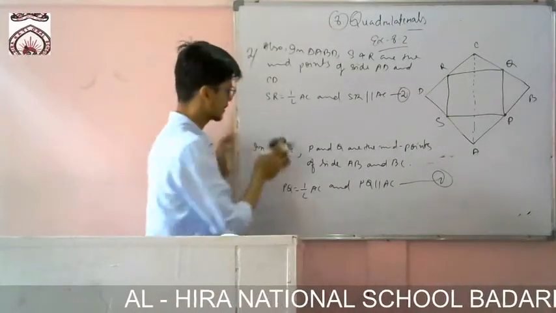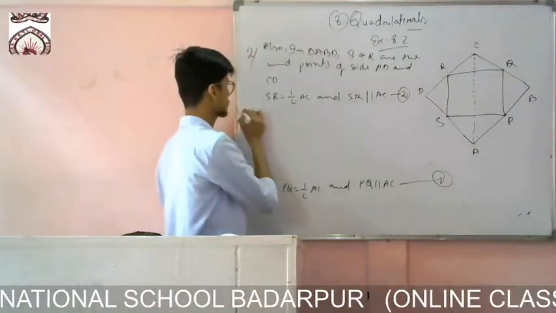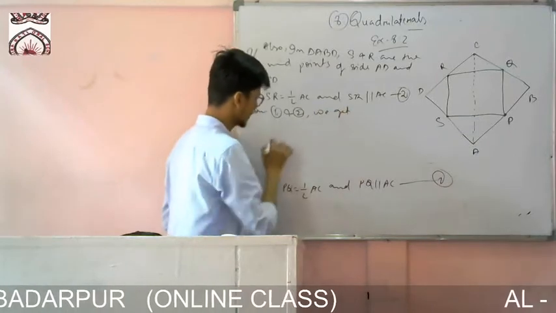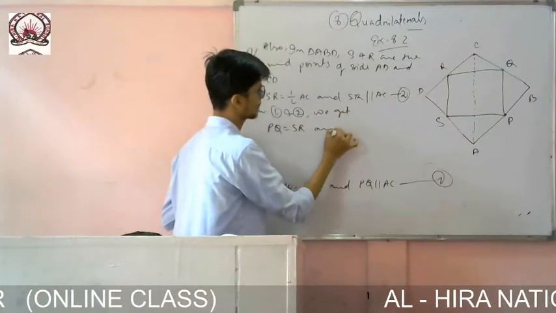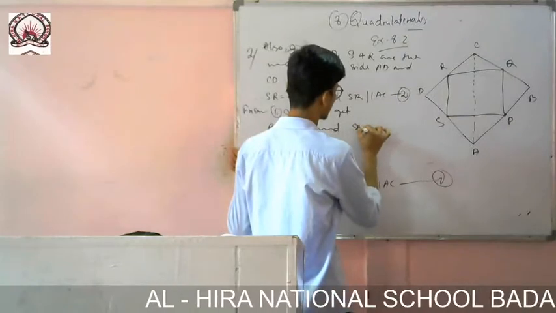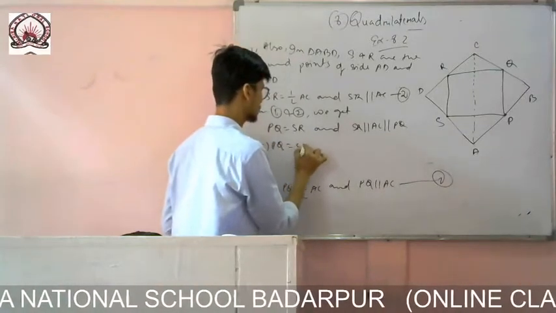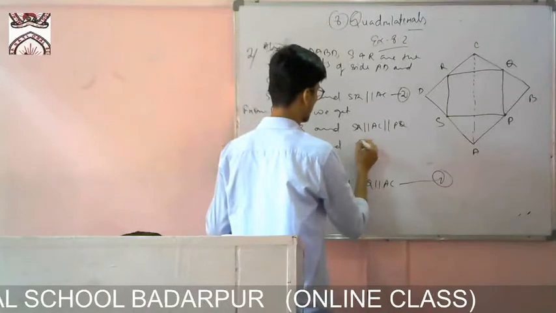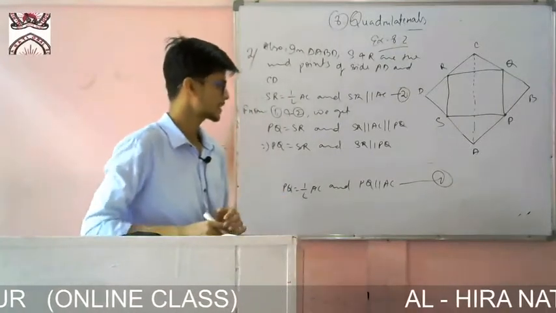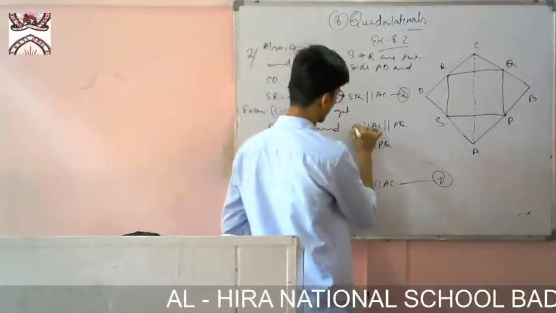From these we can write, like the earlier sum we did, from 1 and 2, PQ is equal to SR, and SR is parallel to AC, which is parallel to PQ. So PQ is equal to SR and PQ is parallel to SR. This is equation 1.